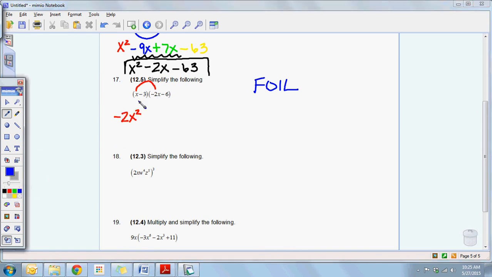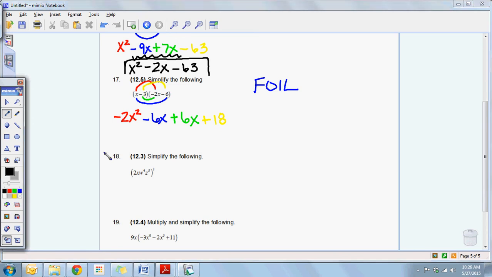Then I'm going to do the outer two terms, which would give me a negative 6x. Our inner two terms, negative times a negative is a positive 6x. And then my last two terms, so my last two terms would give you negative times a negative is positive 18.